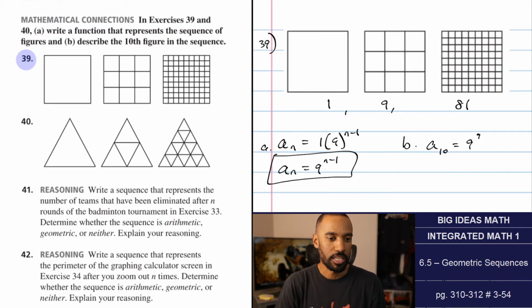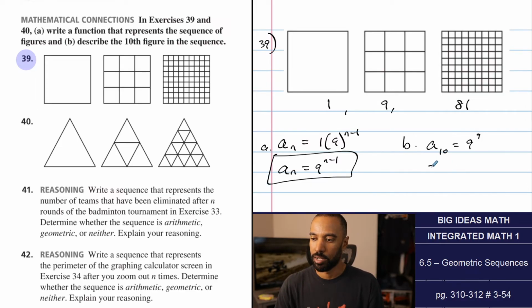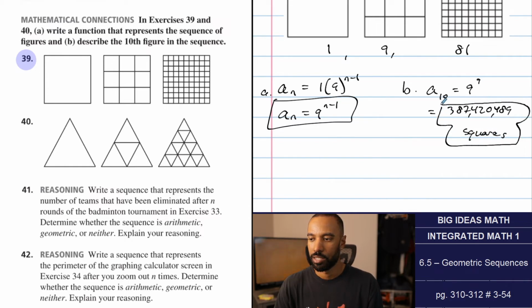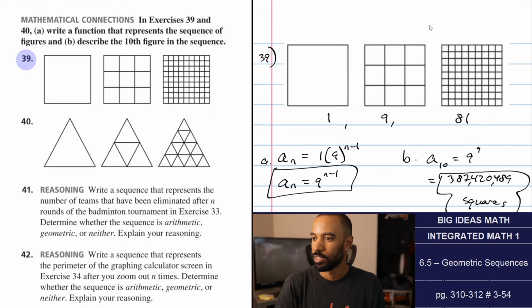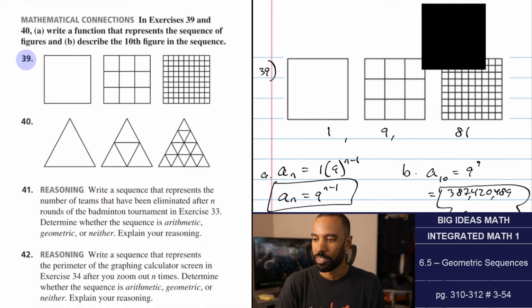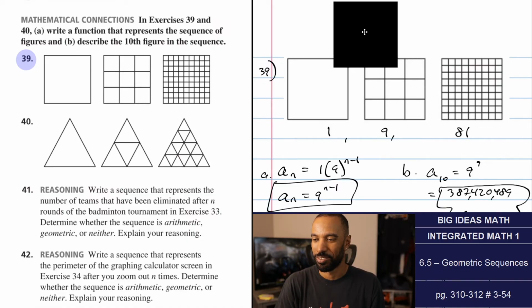Now on my calculator, that's going to be pretty big. It's not 81. It's this big number. 387420489. Yes, 387 million squares. 387 million plus squares. Can't really draw that. Yeah, you know what? I'll draw it. It's going to look like this. There you go. That's all them little squares right there.